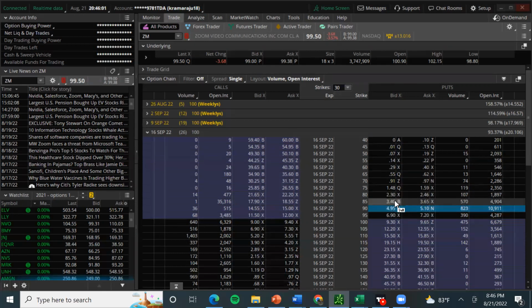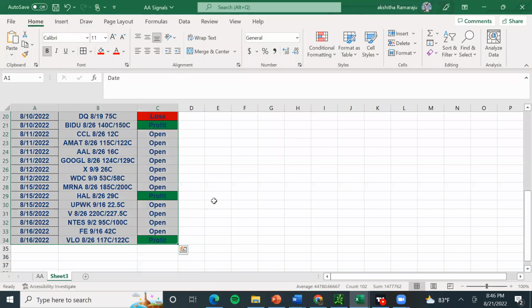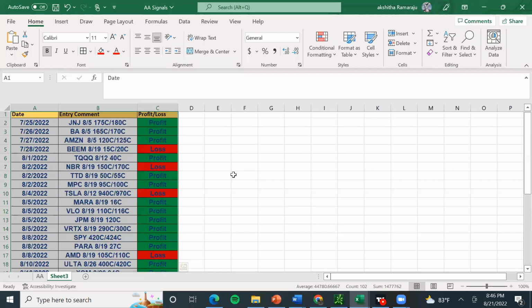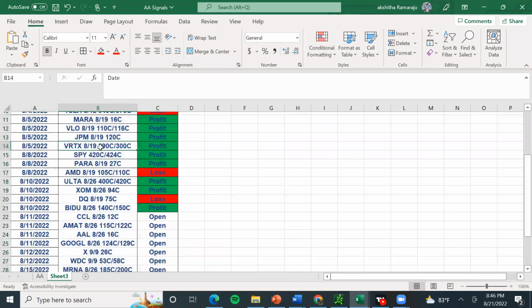So that is the advantage of these vertical spreads. Instead of just buying a long call or a long put, by buying a call and selling a call, or buying a put and also selling a put, we can make money with a low investment, with a low risk, compared to just buying a naked call or naked put. For example, we have an analyst called PB. He generally gives this type of vertical spreads. For example, VRTX 290 call by 300 call. That means he's buying a 290 and selling a 300 call.